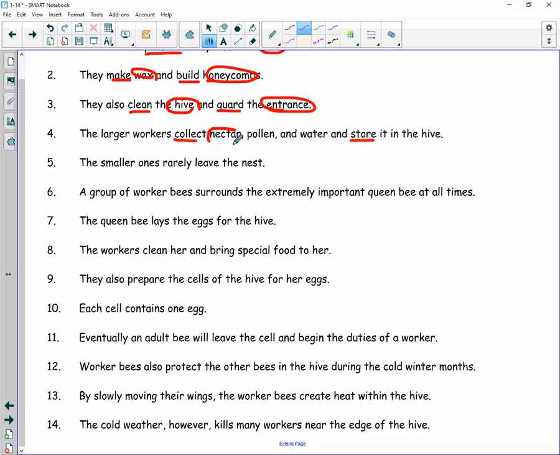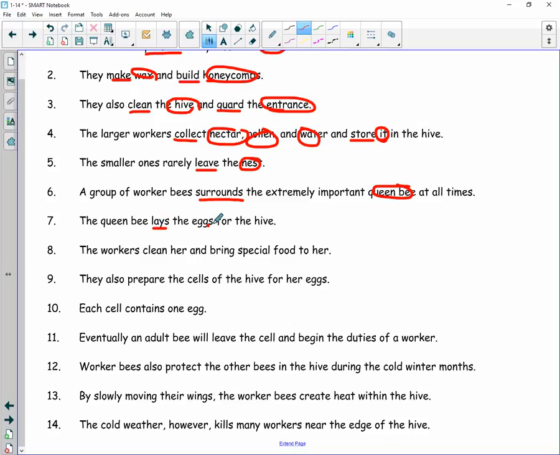The large workers collect nectar, pollen, and water and store it in the hive. Collect what? Nectar, pollen, water. Those are all direct. Store what? It. The smaller ones rarely leave the nest. Leave what? The nest. These are all direct. The group of worker bees surrounds the extremely important queen bee at all times. Surround what? Queen bee, or just bee would be fine also. Direct.